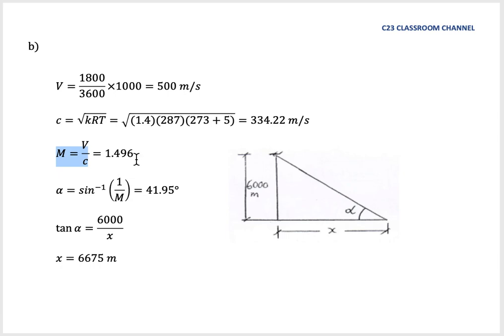We could calculate the Mach number by using this equation, and then we get around 1.496. From the question, we know that the jet will fly like this and will create an angle here, the Mach angle. So we could say that alpha can be calculated by inverse sine of 1 over Mach, and we use the value of the Mach number here. We get alpha is 41.95 degrees. And by using trigonometry, we could calculate that x, the distance here, is around 6,675 meters.